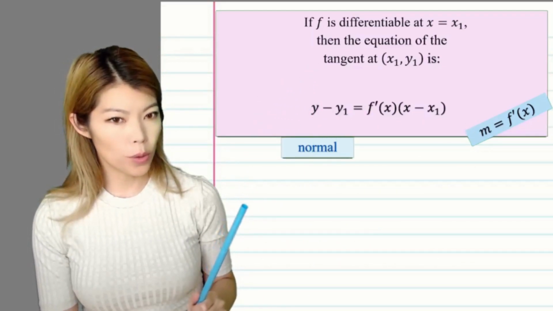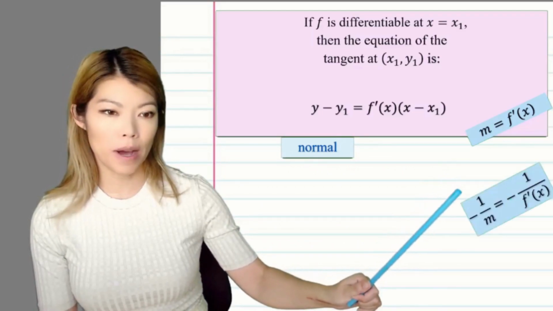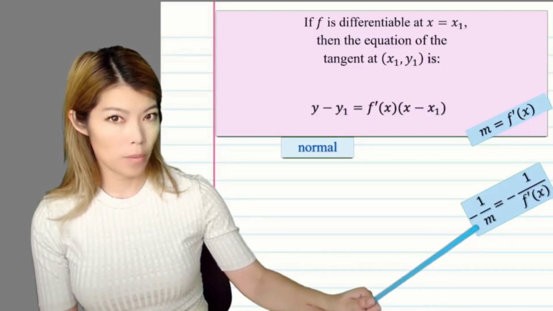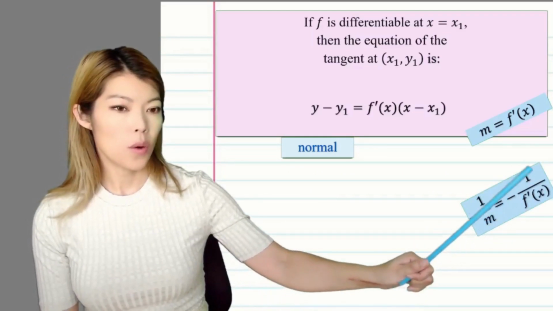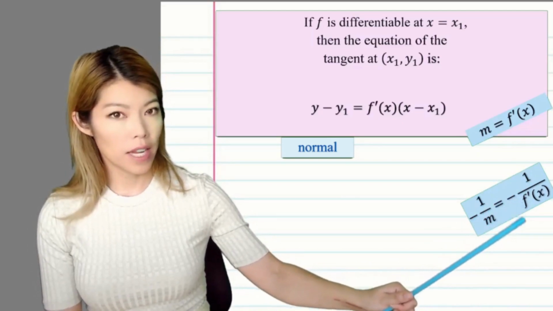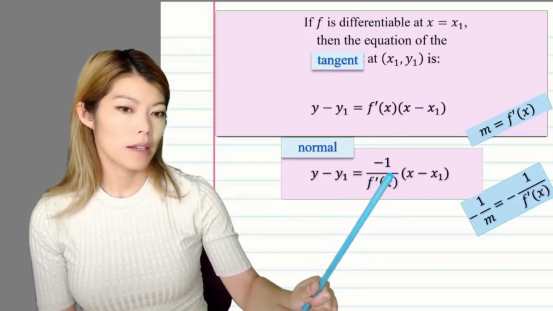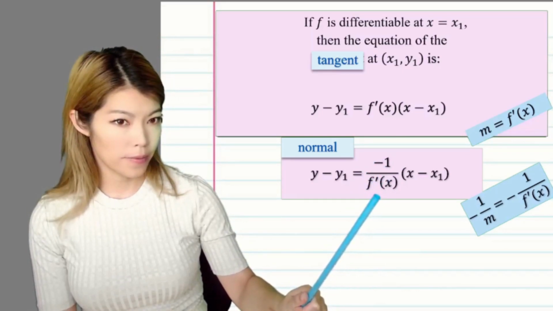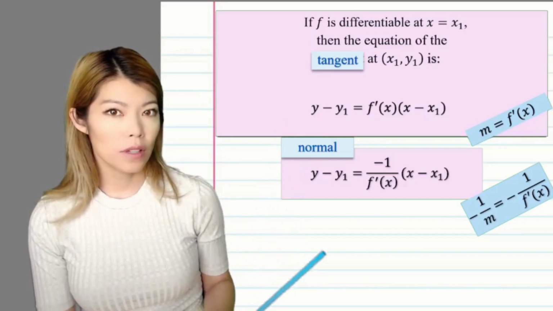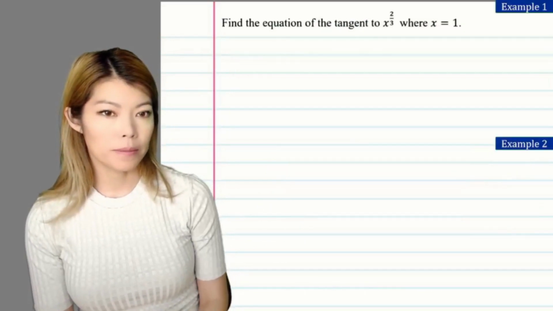What about the normal? Now we know the gradient of the normal is minus 1 over m, because that's the perpendicular gradient. Then we can write it as minus 1 over f dash x. So the equation of the normal will be exactly the same, with the gradient being minus 1 over the derivative. We're going to be using these two equations for the following examples.